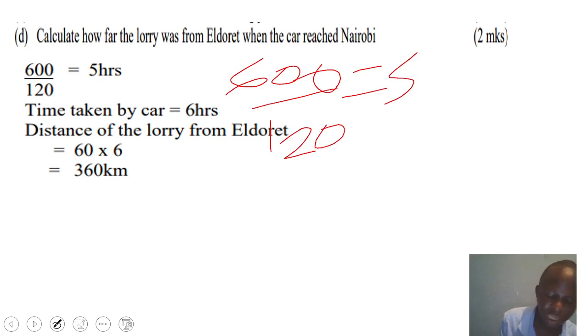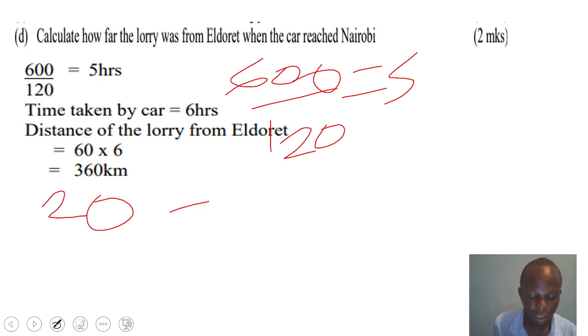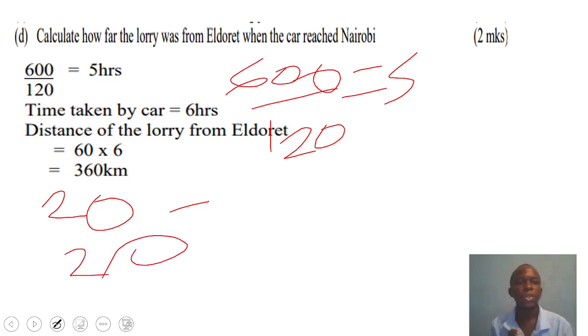But for the total time taken by the car, remember that the car was delayed by 20 minutes, and there was also another delay, another 20 minutes for repairing. Therefore, when you look at the time taken by the car, it is 6 hours.